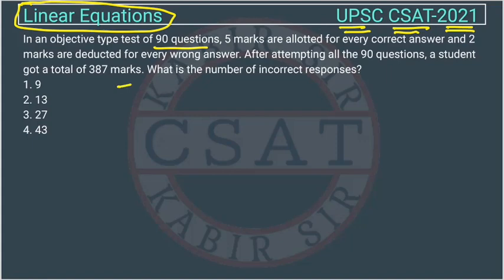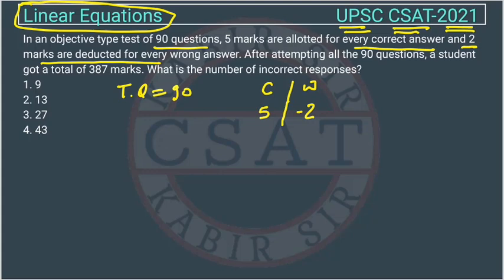So how many questions are there? Total questions are 90. 5 marks are allotted for every correct answer, and 2 marks are deducted for every wrong answer. After attempting all the questions, this is important, all 90 questions, a student got a total of 387 marks.